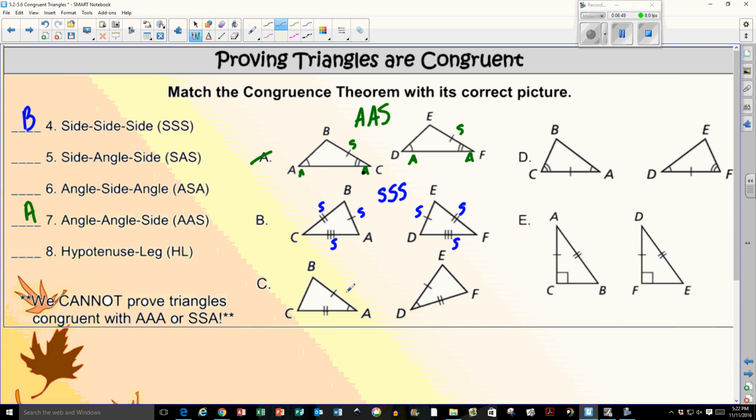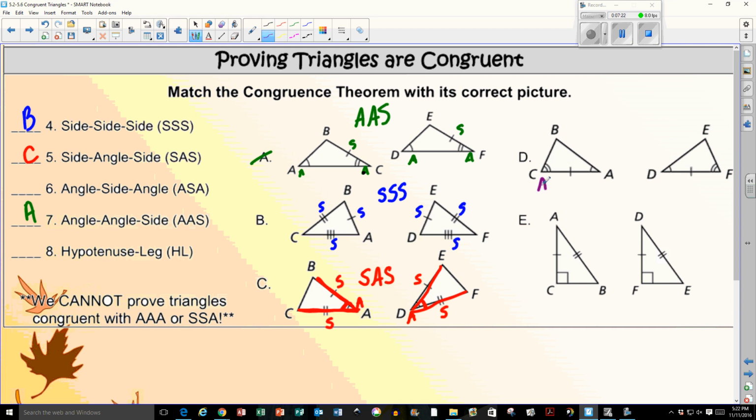And in the next one, I've got a side, an angle, and a side, an angle, and a side. So if you'll notice, the angle is between my 2 sides. So when I connect the sides, the angle that they gave me is touching both. So this is side, angle, side. So it's kind of the order of the picture. Side, angle, side. So that would be C.